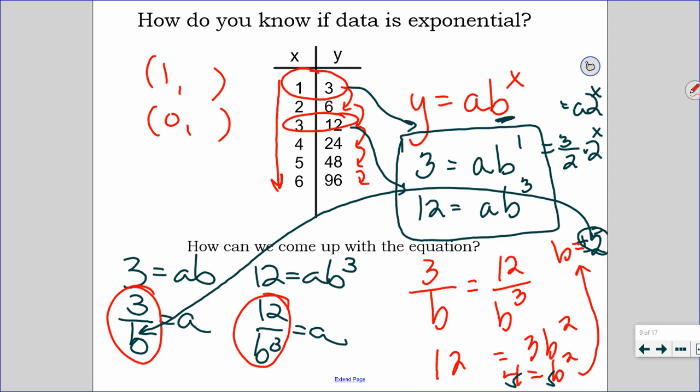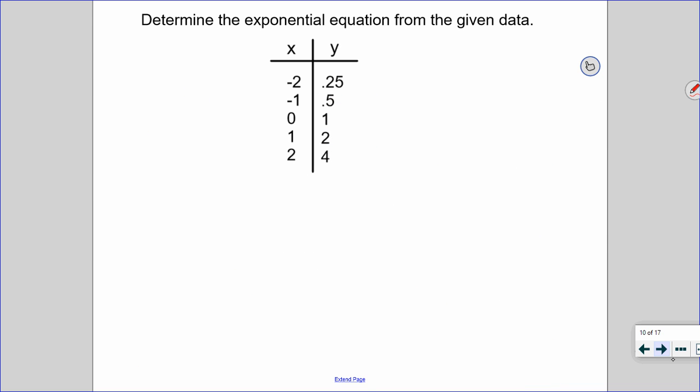Right? I could check it. I could take a point. If I plug in 4, 24, it better work. So if I plug in 4, 2 to the 4th is 16. 16 times 3 is 48. 48 divided by 2 is 24. So it checks.